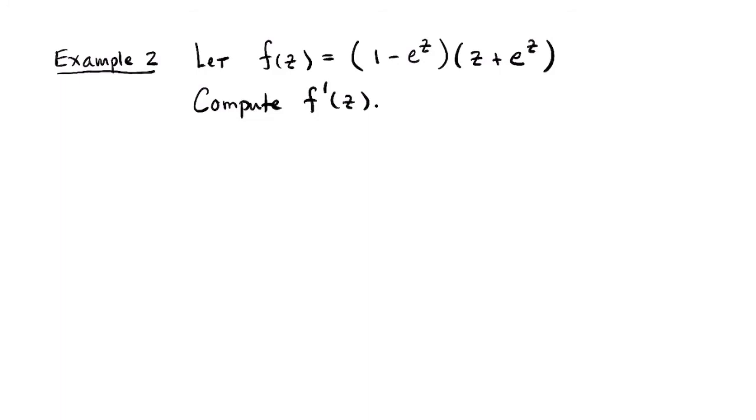Okay, so here I've got a function f of z. You can see that it's a product of these things, and I want to compute its derivative. We could expand f of z out first, but we're not going to be able to avoid the product rule because we're going to get things like e to the z times z, e to the z times e to the z. So we might as well just use the product rule in this form.